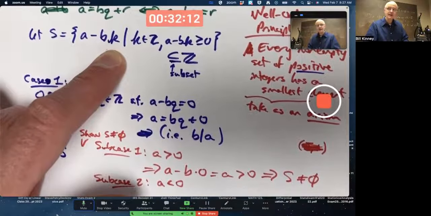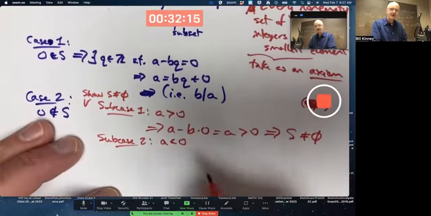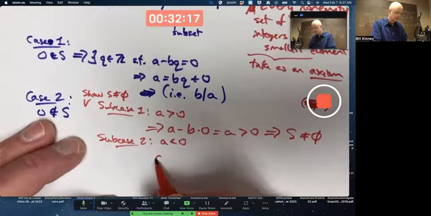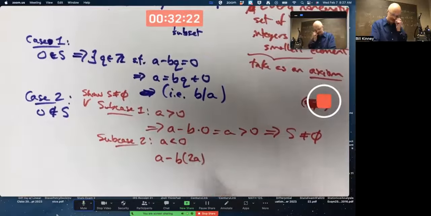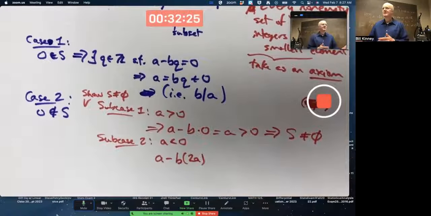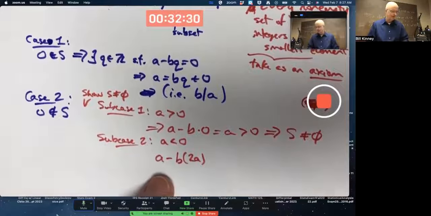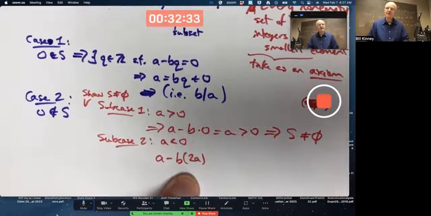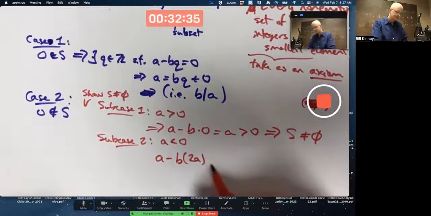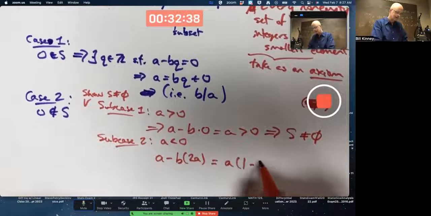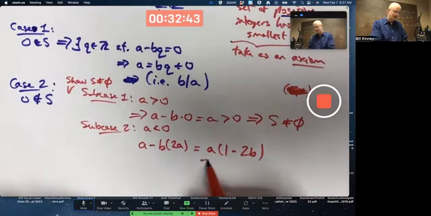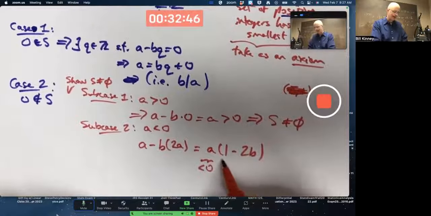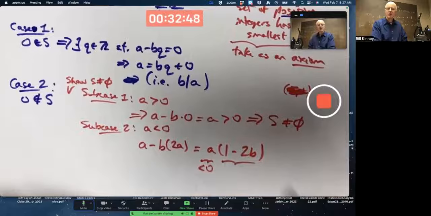How big should K be, negatively speaking? Well, that could take some scratch work as well. Here's what the book does. It chooses K equal to 2A. A is negative in the subcase. 2A is more negative, so to speak, further away from 0. Maybe if we do A minus B times 2A, maybe this will be a positive number. You could factor out the A. That's negative in the subcase. What about that? I'm hoping this whole thing is positive.